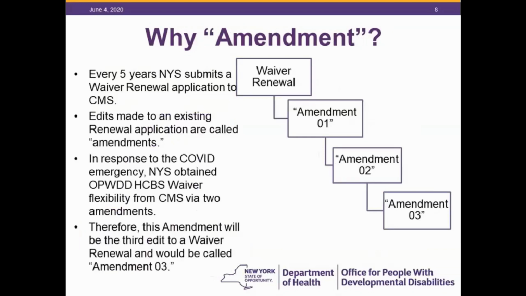Okay, so why do we need to do an amendment in the first place? Well, 1915C comprehensive waivers are renewed for 5-year blocks of time. We did just renew our waiver at the end of last calendar year.